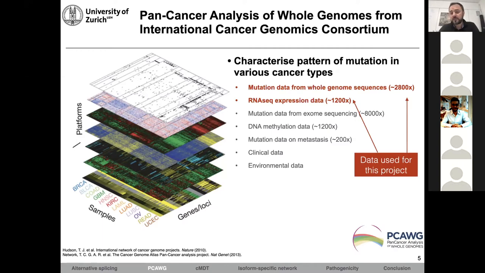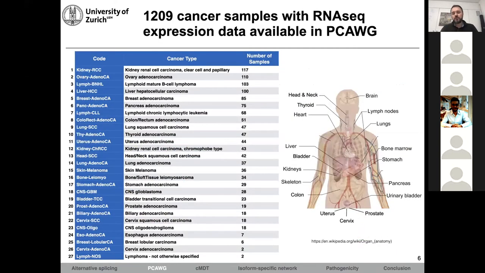If you split the 1,200 cancer samples with expression data into different cancer types, you can see that we're covering more or less all primary tissue types. So we had samples from brain cancers, heart cancers, lung cancers, kidney cancers, prostate, and so on. There was just one caveat, but this is true for most of the consortium projects: the number of samples available was imbalanced across the different cancer types.